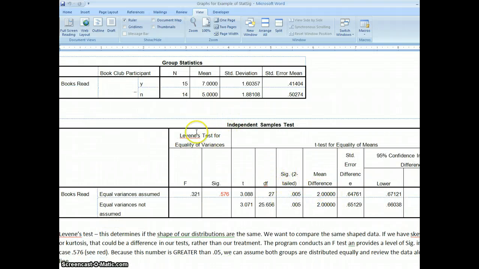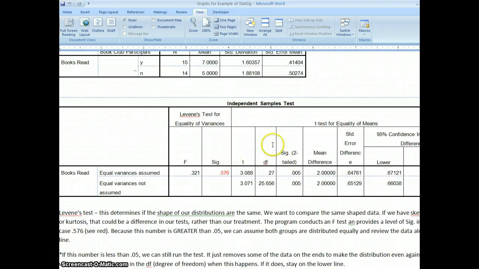There's a significant difference, and this is just like what you saw just a second ago. Because this number is less than 0.05, that means we can say for sure that those two sets of data are significantly different.